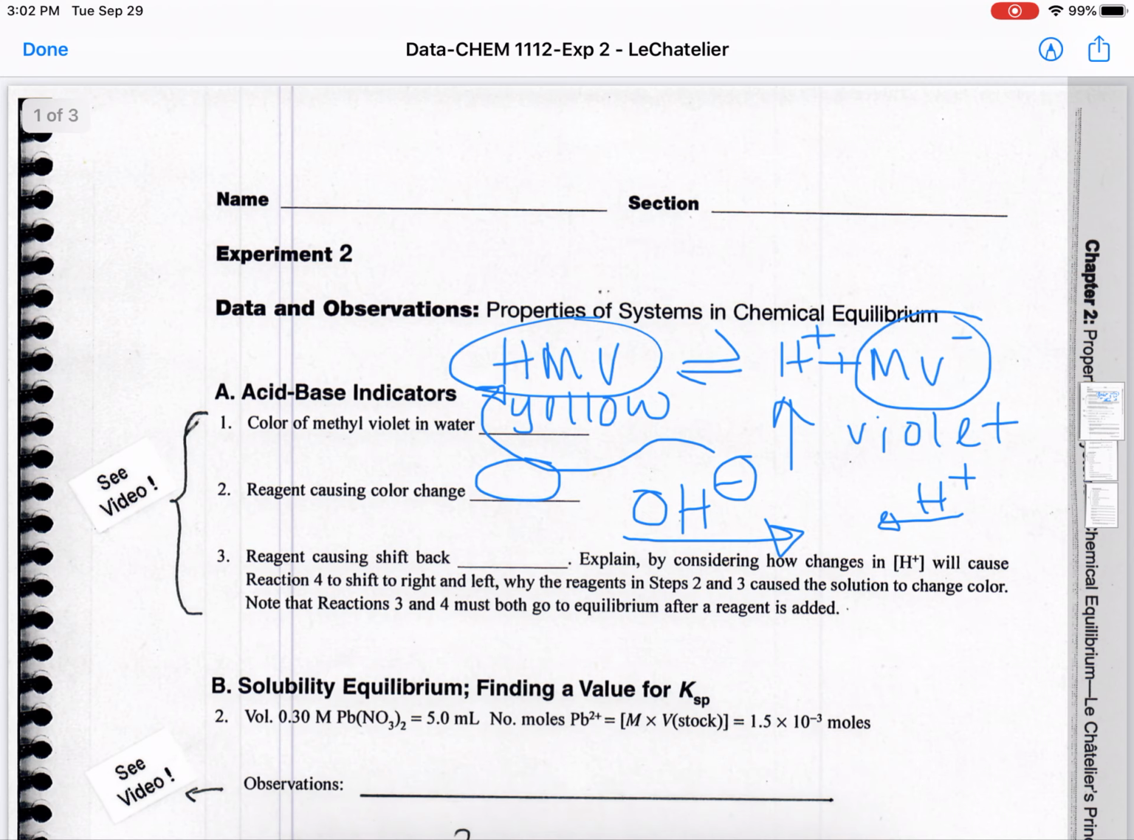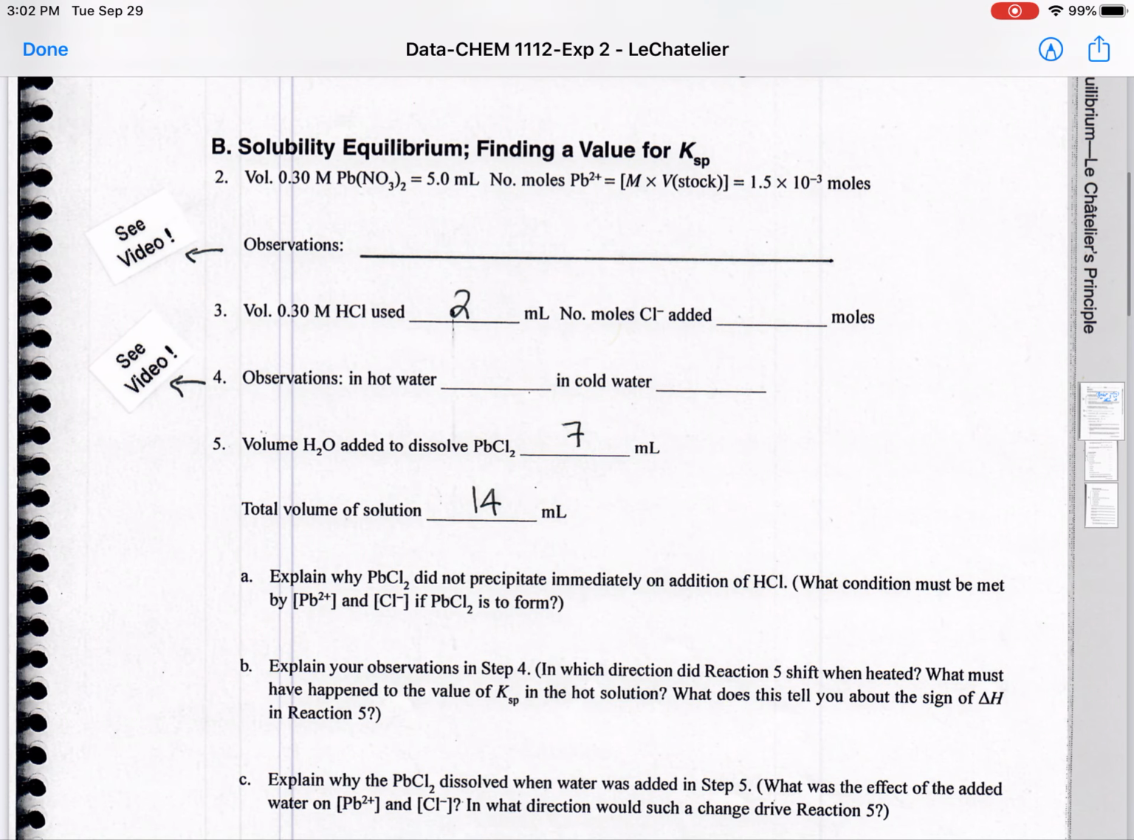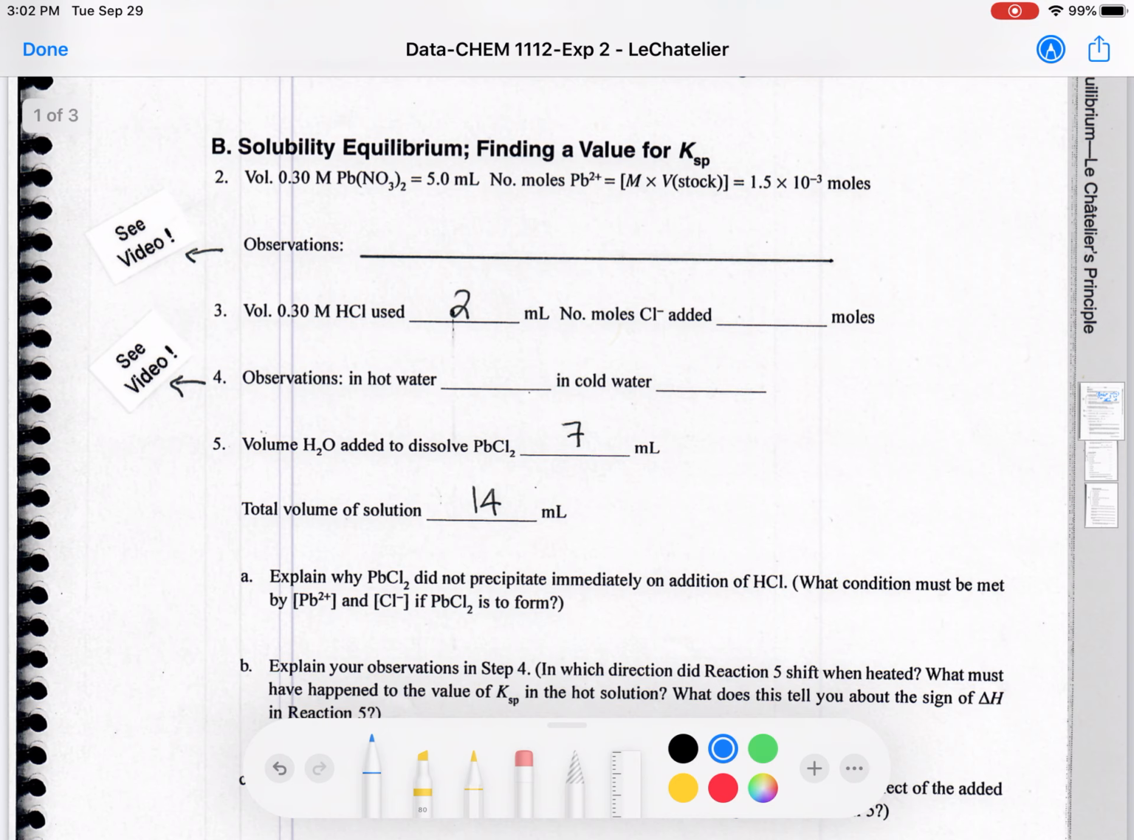And then the next one, solubility equilibrium, finding a value for Ksp. So what is the Ksp? K stands for the constant, the equilibrium constant. Sp stands for solubility product, Ksp. Normally, a product will be formed as a precipitate when it reaches its Ksp value.